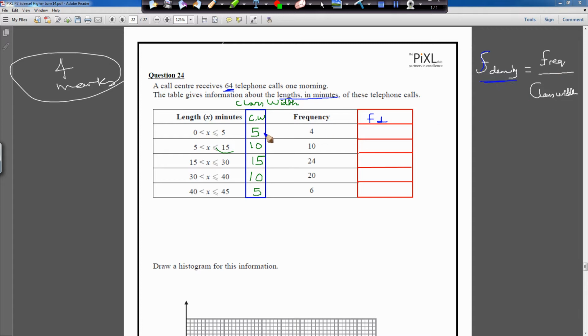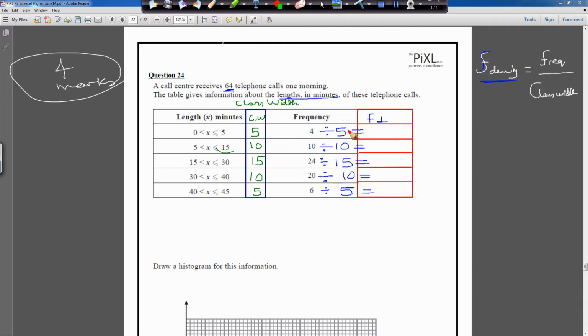So it's this number divided by that number. So it's 4 divided by 5 equals, and 10 divided by 10 equals, 24 divided by 15 equals, and 20 divided by 10 equals, and 6 divided by 5. Frequency divided by class width. These ones are already worked out, so let's write them in.